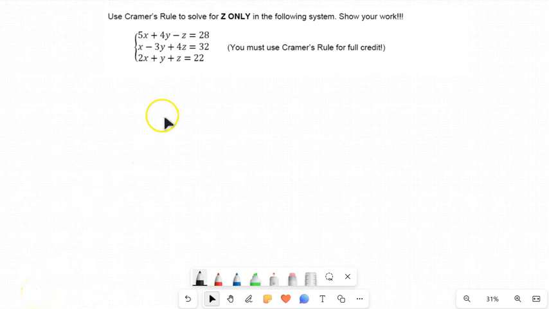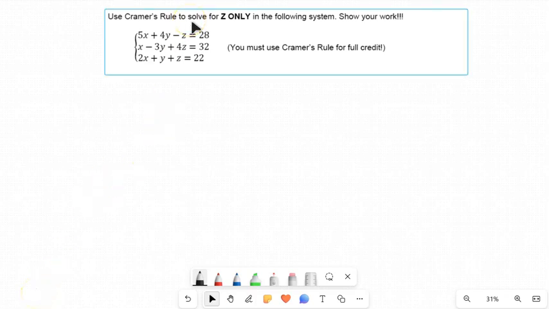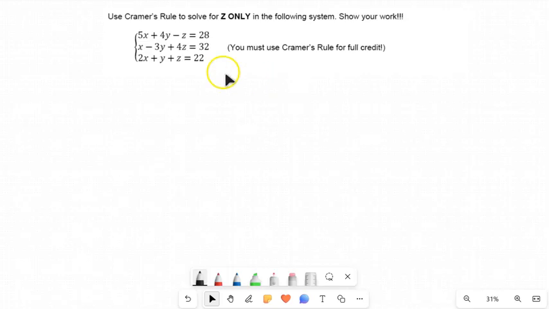Let's see how to use Cramer's rule to solve a system. In this case, we're asked to solve for z only. That's okay. And we want to show our work. Okay, Cramer's rule states that z equals the determinant D sub z, divided by the determinant D.